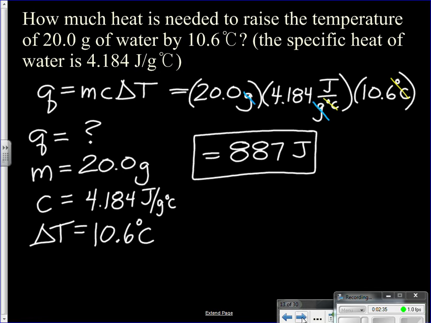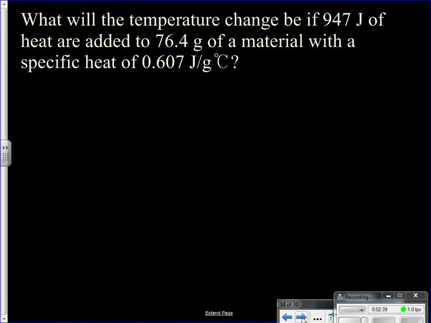Now we will go on to our second example problem. What will the temperature change be if 947 joules of heat are added to 76.4 grams of a material with a specific heat of 0.607 joules per gram degree C?